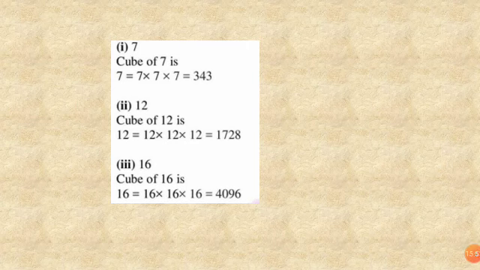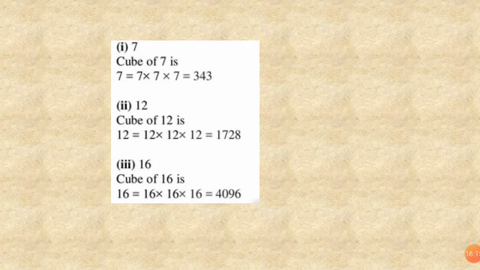Cube of 7 is 7 into 7 into 7. 7 sevens are 49, 49 sevens are 343. Cube of 12 is 12 into 12 into 12, which is 1728. 16 cube is 16 into 16 into 16. So 16 is multiplied 3 times.